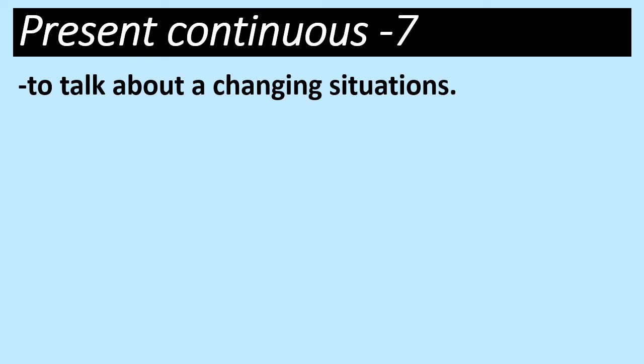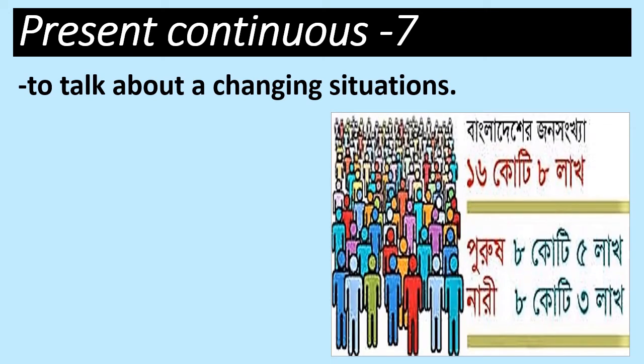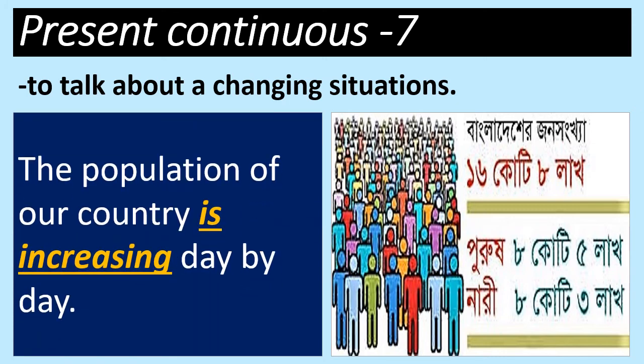We use present continuous to talk about a changing situation. Look at the picture, look at the example. The population of our country is increasing day by day. It means that now the population of our country is 16 crore and 8 lakh. Maybe it was only 16 crore last year and it may increase to 16 crore and 10 lakh next year.